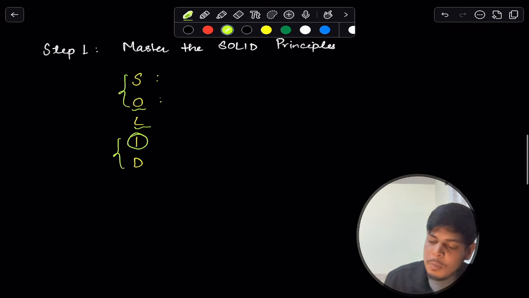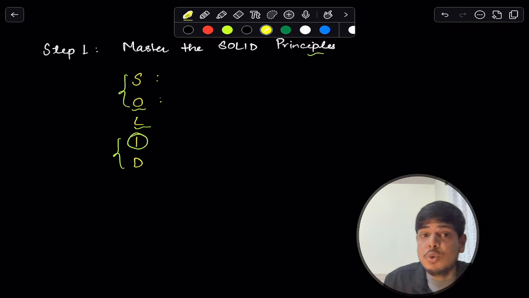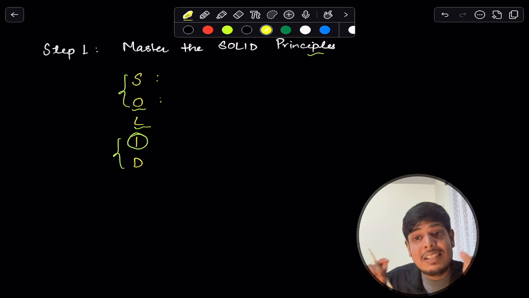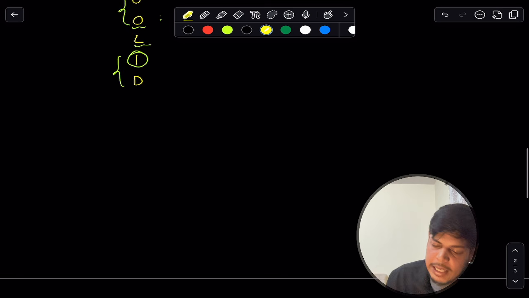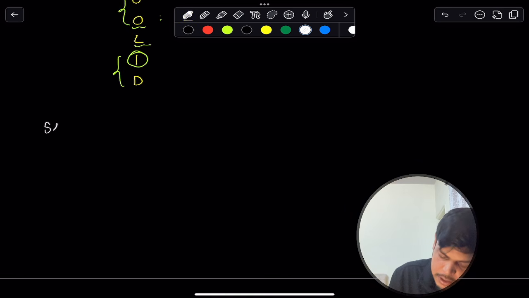Why I'm asking you to master the SOLID principles is because if you mention these during the interview while coding, you instantly get bonus points, because now the interviewer knows that you know about these basic terminologies, right? The next thing that you should learn about is step 2, which is design patterns.